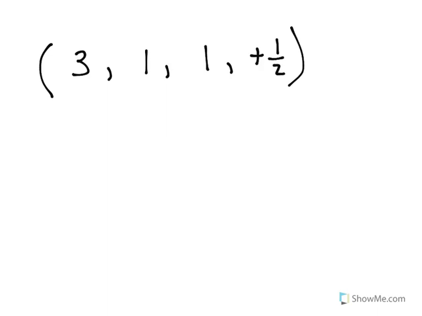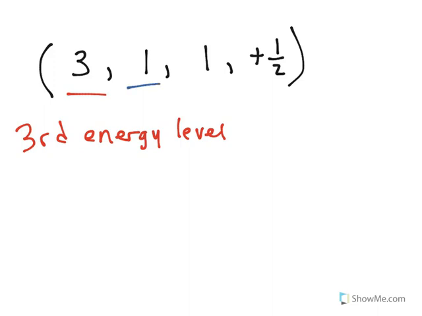So let's take a look just at a whole quantum number set and let's see if we can't get some meaning out of it. So here is a set of quantum numbers. Again, this is specifying one specific electron. You have a principal quantum number of 3, so that tells us it's in the third energy level. We see that we have an angular momentum quantum number of 1, so that tells us it's in a p sublevel.